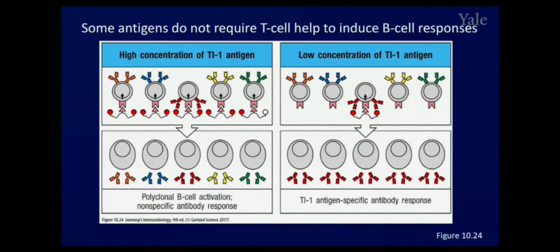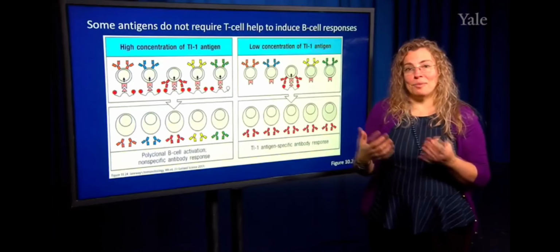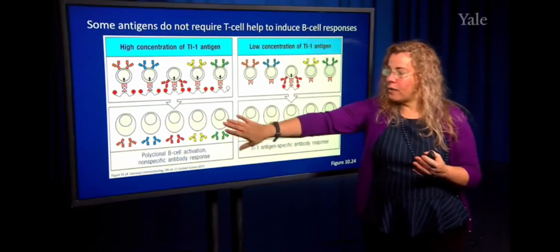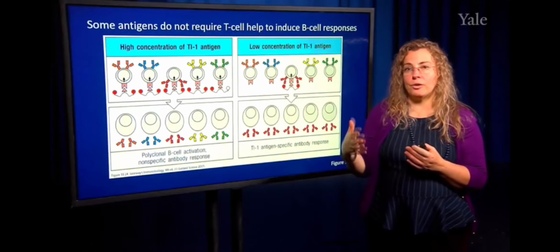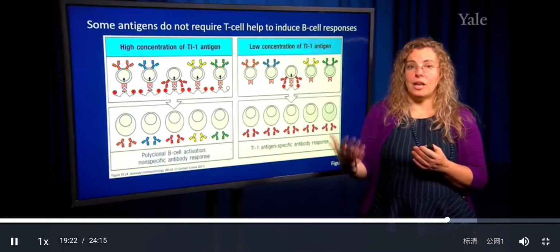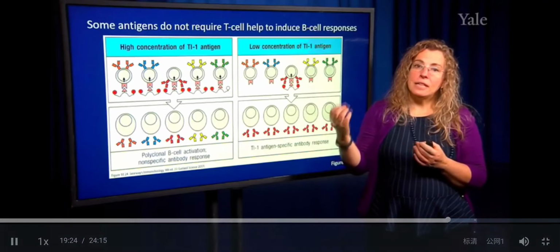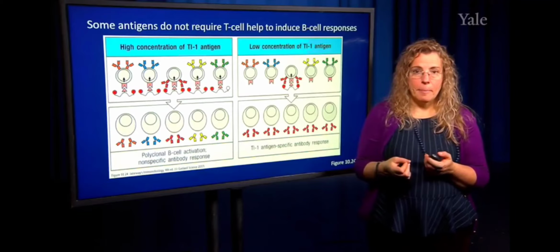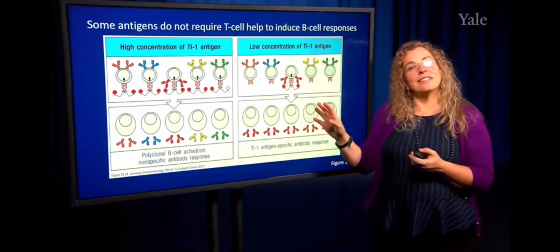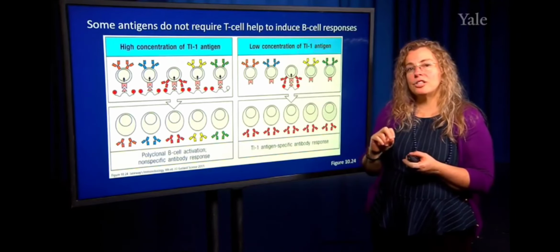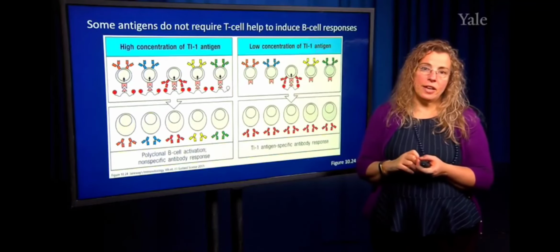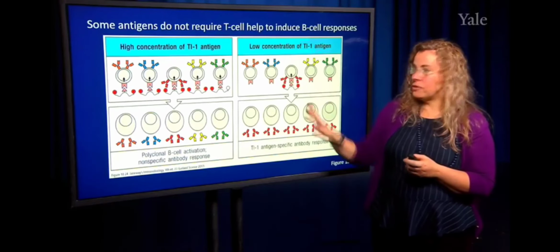When you have a lot of that antigen around, you'll basically activate all of these B cells regardless of their B cell receptor. And so you have all these different colors here showing you that you've got polyclonal activation of B cells that is not antigen specific. At low levels of a T-independent type 1 antigen, you might get a specific antibody response. But this is very rare, and that's the most common scenario.